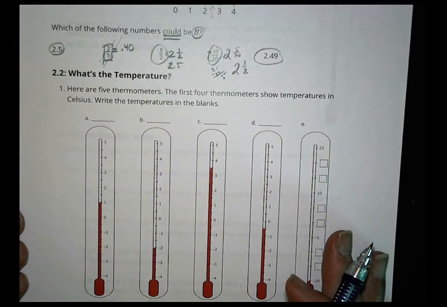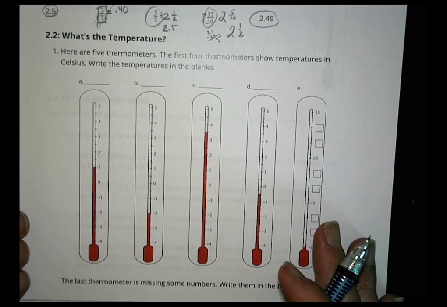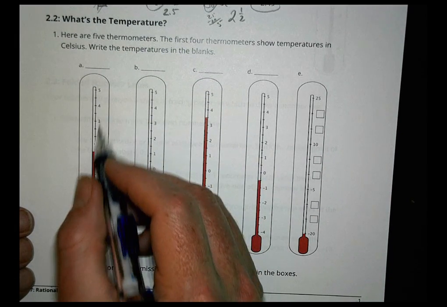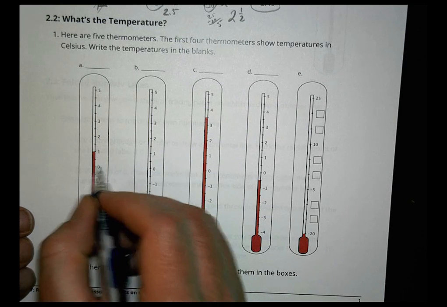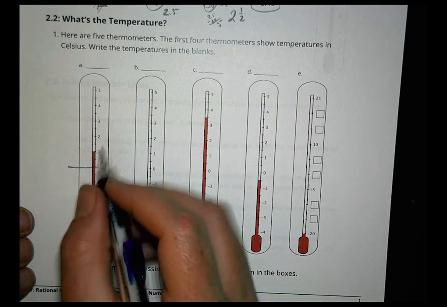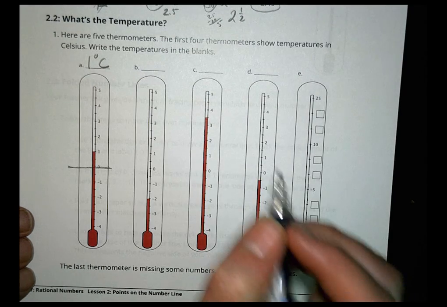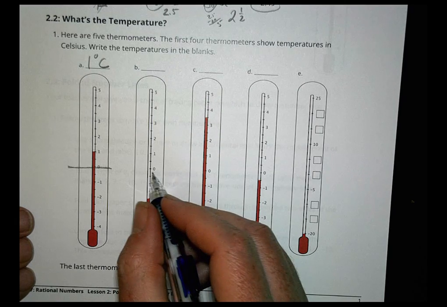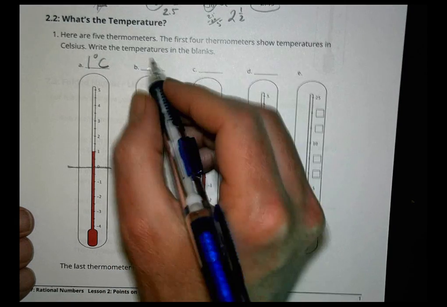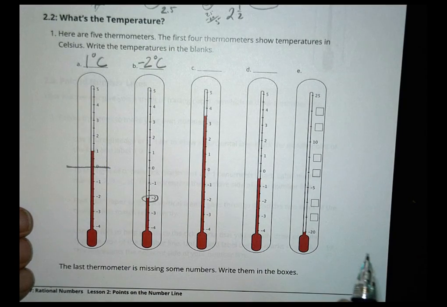What's the temperature? Here are 5 thermometers. The first 4 thermometers show temperature in Celsius. Write the temperatures in the blanks. So we have temperature here, and we see that we're going up. 0 is right there. Okay, so we're up at +1. So we would say this is 1 degree Celsius. On the second one, we've gone from 0 to -1 to -2. So we're right here. This is going to be -2 degrees Celsius.